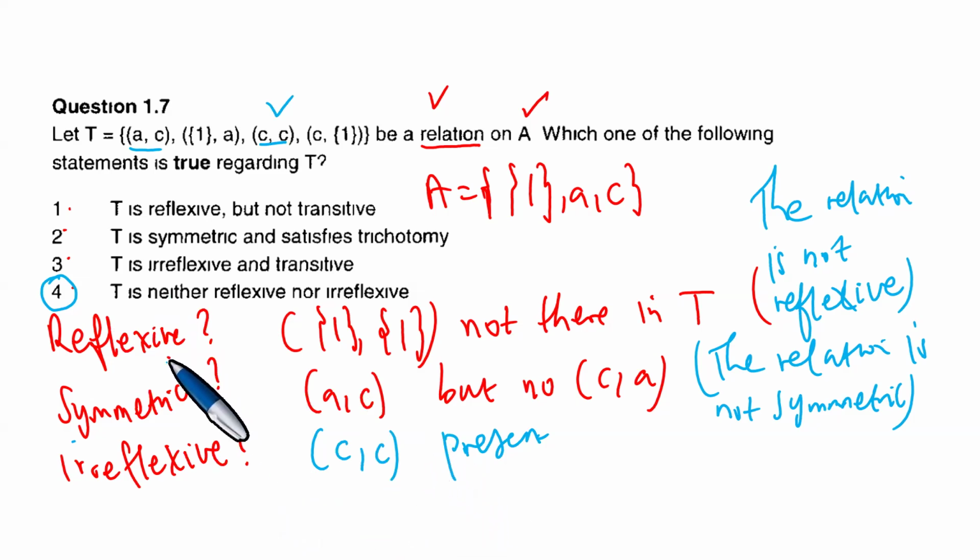Right, because we have seen that it is not reflexive, but it would not be irreflexive because we do not have enough elements to make it irreflexive, despite the fact that C and C are present there. But obviously, we're yet to spend a great deal of time discussing these particular notions and solving a wide range of problems. Let us look at the next question.